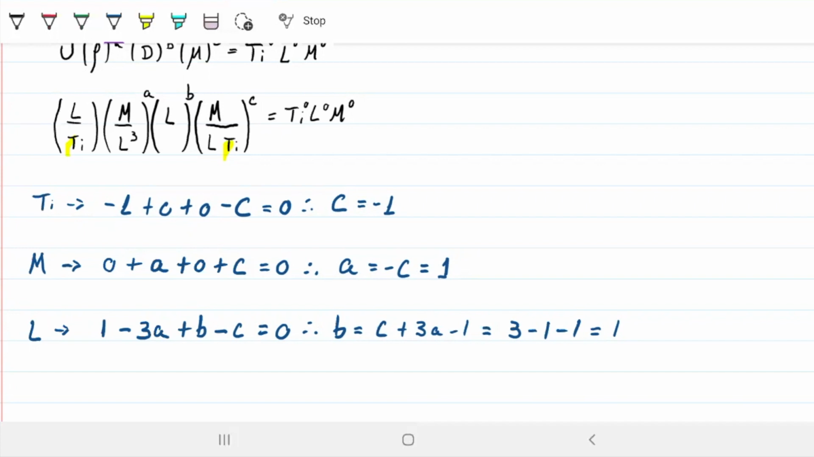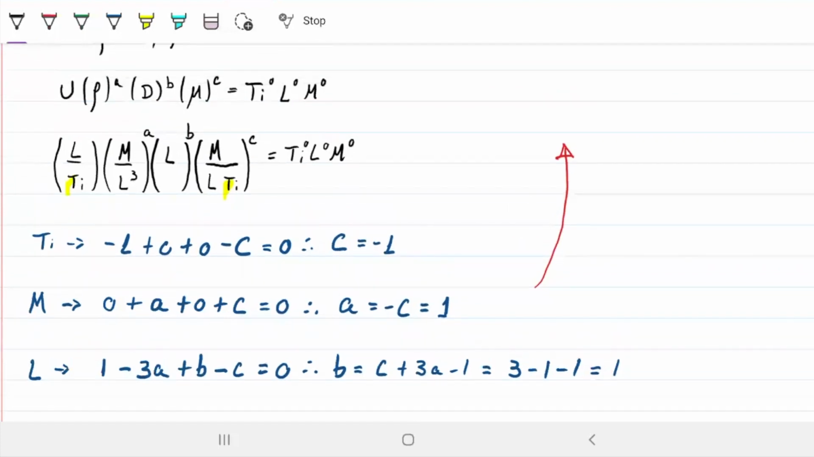Once again, we jump back here. Let's do it in red so we're consistent with what we were doing before. Once again, we jump up here. So we just created our non-dimensional number, and that will be velocity times density to the A, what is A? 1, times diameter, 1, times viscosity, -1. So our non-dimensional number is density times velocity times diameter divided by my viscosity. That is our second pi group.